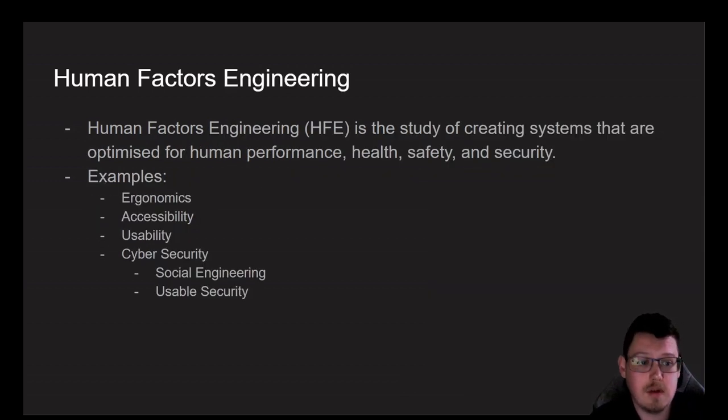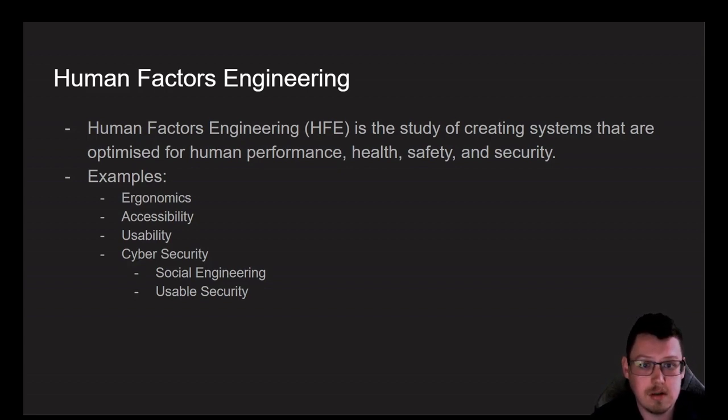Human factors engineering is a sub-branch of human factors. It's all about designing and building systems that are optimized for human performance, health, safety, and security. Examples are things like ergonomics, like the design of devices that fit well with your hands. You'll probably be aware of ergonomic mice and keyboards, human input devices that have a bit of a shape to them, so that your wrists don't rest in positions that may potentially damage them over time.